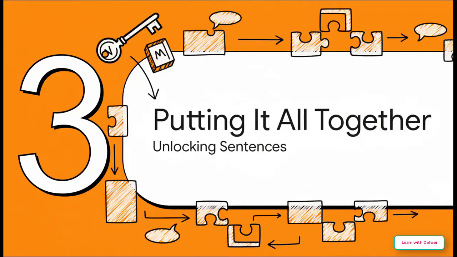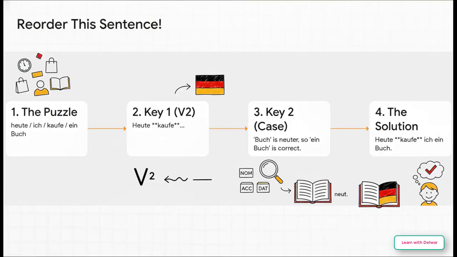Okay, deep breath. We have our two keys. Key 1, the verb is always, always, second. Key 2, we know how to mark a masculine thing that's getting the action. Now, it's time to put them together and start building some real, natural-sounding German sentences. So imagine you've got these words just jumbled up. What do we do first?